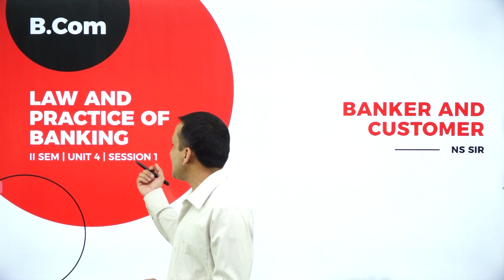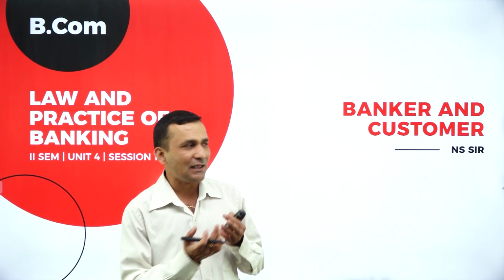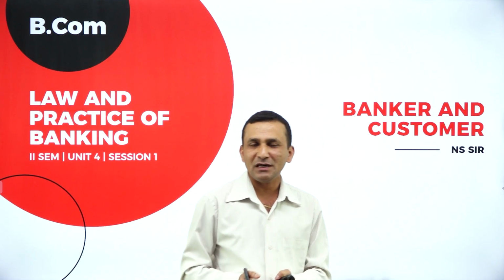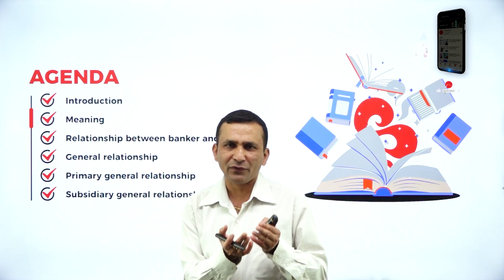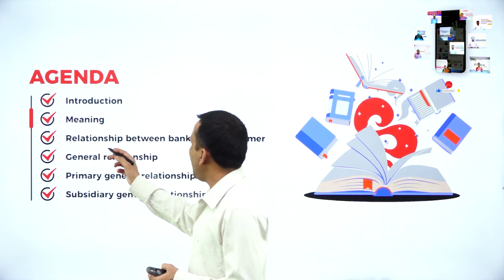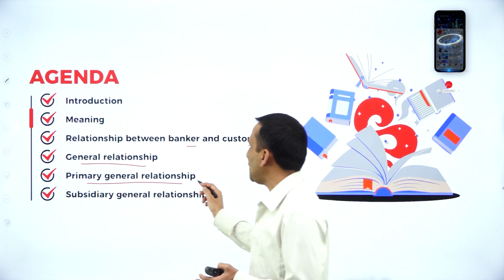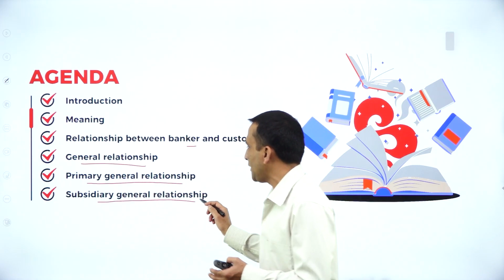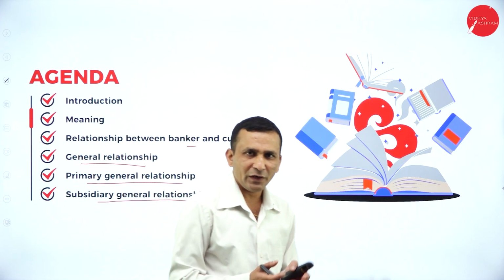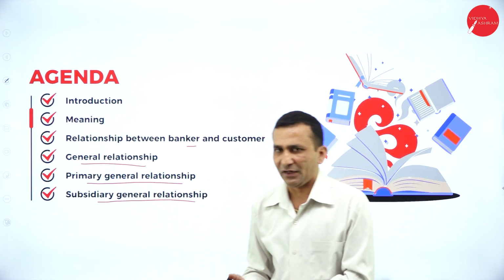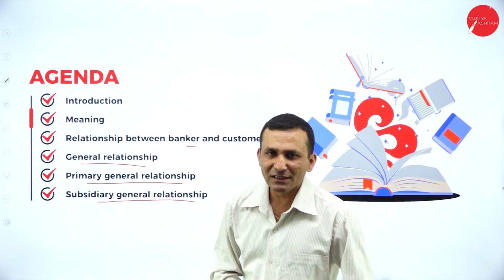We are in Unit 4, Session 1, second semester BCom, Law and Practice of Banking. The chapter name is Bankers and Customer. Today my agenda: the introduction, the meaning of customer as well as banker, the relationship between the bankers and customers, and the general relationship, primary general relationship and subsidiary general relationship. There are two relationships we are going to study here, one general and one special, and today is focused only on the general relationship between the bankers and customers.